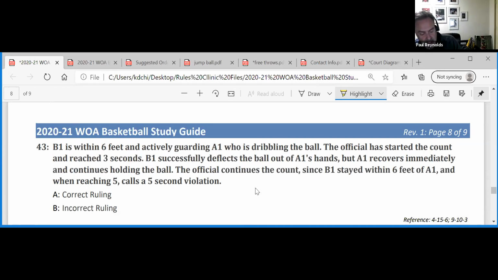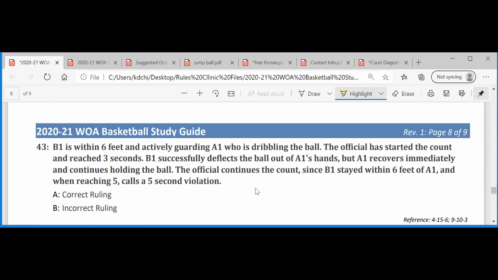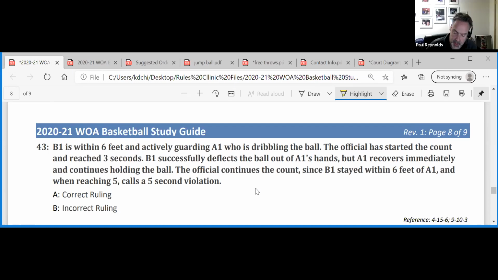B1 is within 6 feet and actively guarding A1, who is dribbling the ball. The official has started the count and reaches 3 seconds. B1 successfully deflects the ball out of A1's hands, but A1 recovers immediately and continues holding the ball. The official continues to count since B1 stayed within 6 feet of A1, and when reaching 5, calls a 5-second violation. I guessed B, incorrect, but I'm not sure why I said that.